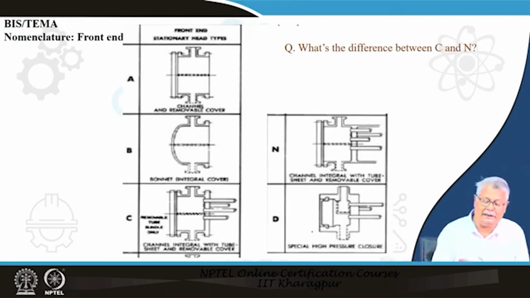Let us have a look at these classifications once more. The front end here, you have a channel and a removable cover. The removable cover is this one, it is bolted, and you have a channel splitter here. The same thing is true, but in this case you have the integral bonnet. You will notice here that you do not have a removable cover, it is an integral bonnet. So, if I have to remove, I have to remove the entire channel itself. The bonnet is integral with the cover.